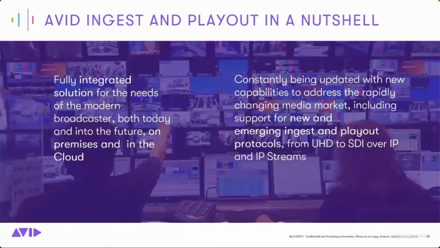Great. So thank you, Craig and Martin, for that conversation. Let's just wrap it up a little bit here. So Avid's ingest and playout solutions provide a fully integrated solution for the needs of the modern broadcaster, both today and in the future, whether this is on-prem or in the cloud. And Avid's video server solutions are constantly being updated, as we discussed, with new capabilities to address the rapidly changing media market, including support for new and emerging ingest and playout protocols from UHD to SDI, over IP, and IP streams.